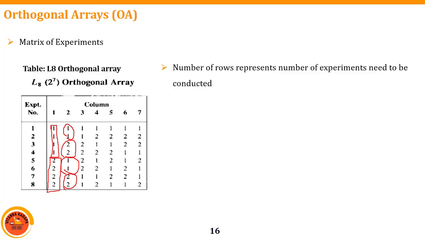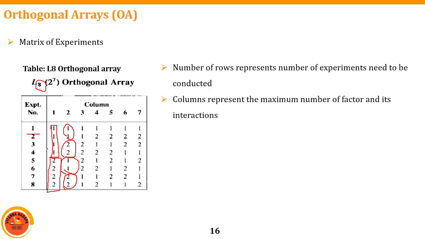Here the number of rows represents the number of experiments which we need to conduct. This one, 8 experiments we need to conduct. The columns represent the number of factors, that is factor A, factor B, factor C, like that. We will also have some interactions, like A multiplied by B. Interaction means combination effects, like cutting speed and feed, where we vary both things at the same time.